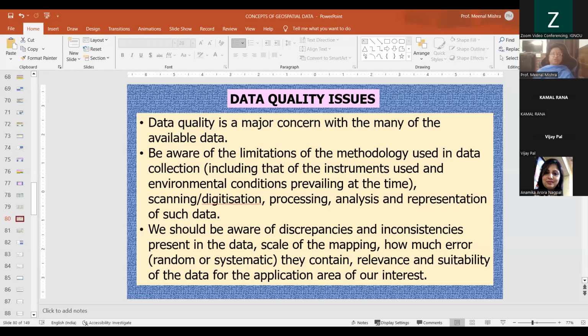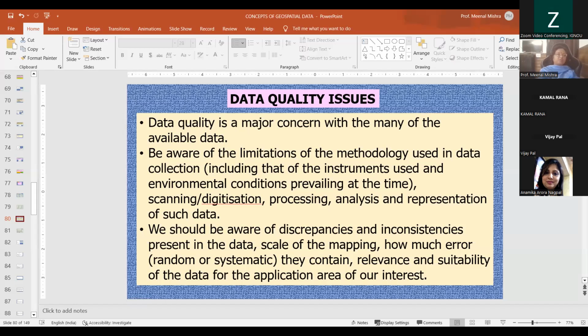Now, next one is data quality issues. We have talked enough about the data. Now, what are the data quality issues? Earlier also I discussed this when I was discussing the caution in downloading the data. Data quality is the major concern, so you should be aware about the limitations. You should be aware about the administrative boundaries and terms and conditions for usage, and then copyright and other things which I have already discussed.